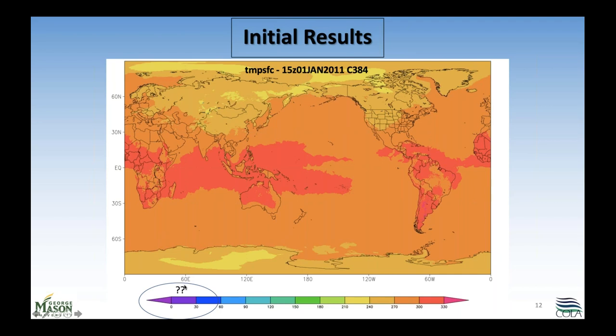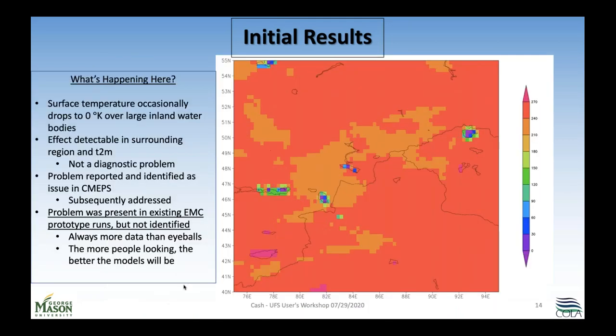Kelvin. So what on earth is going on here? You probably cannot see this on your screens, but if you focus in on this area, there are a few blue dots. So we're going to zero in on this and see what has happened. It turns out as you close in, over some of these large inland water bodies, the temperatures are crashing out to zero in a few cases.